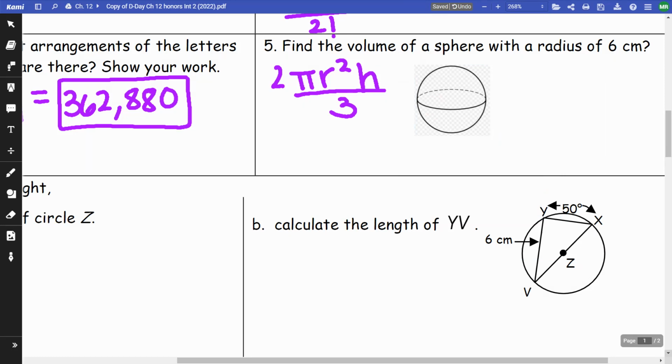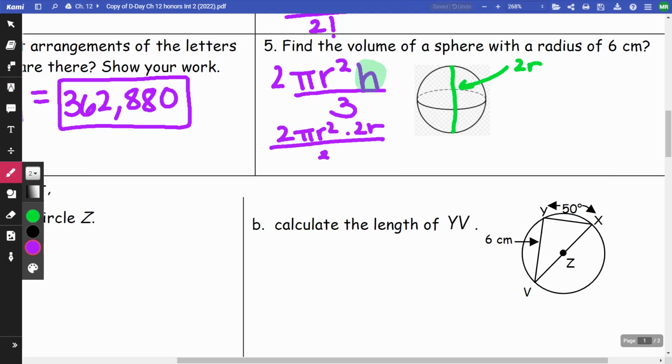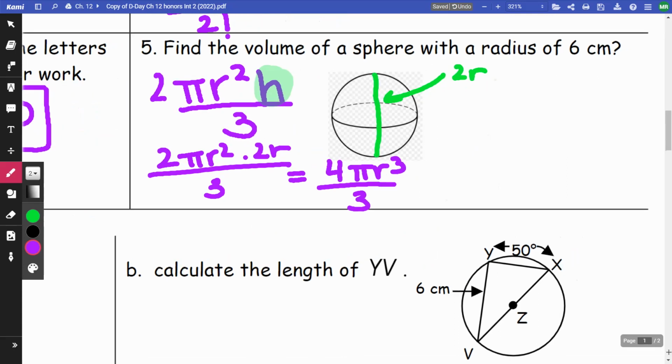so a couple ways you can think about this problem. Again, you can find the area of the cylinder, which is pi r squared times h, times it by 2/3. But this height is really the distance from here to here, which is really your diameter, or 2r. So I can really think of this as 2/3 pi r squared times 2r, which is really going to be 4 pi r to the third over 3. That's another formula.